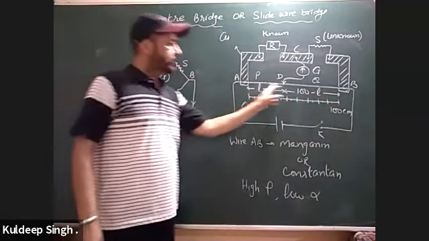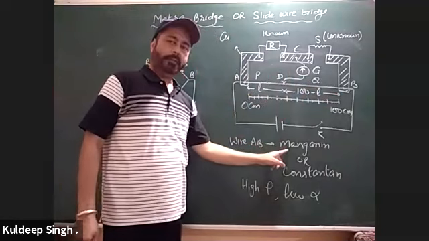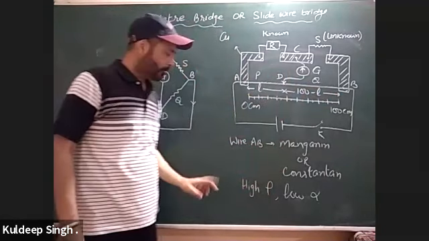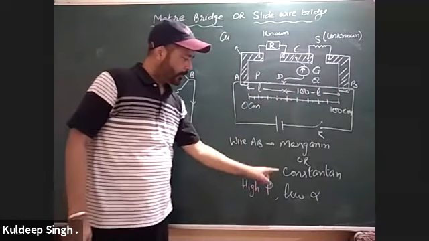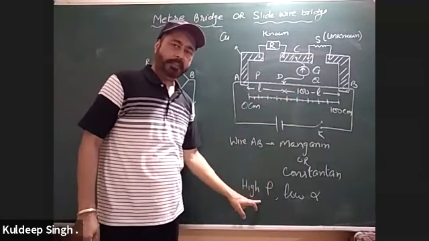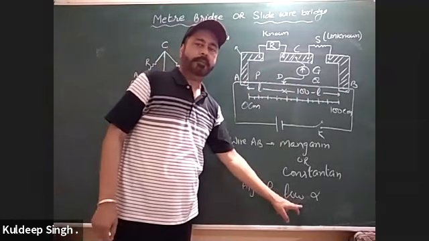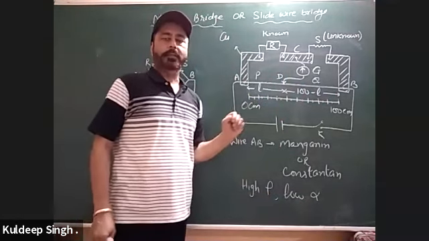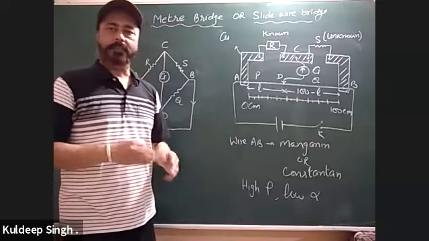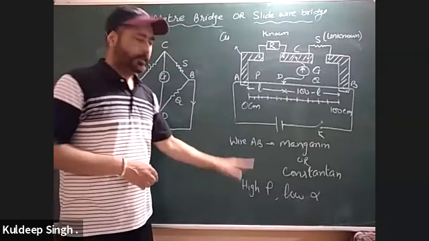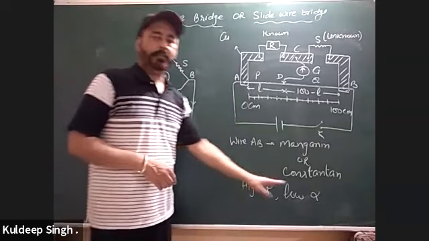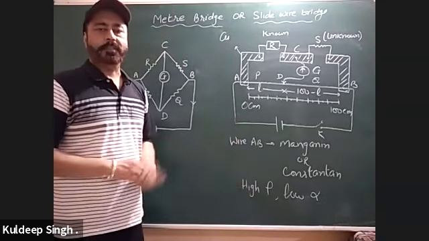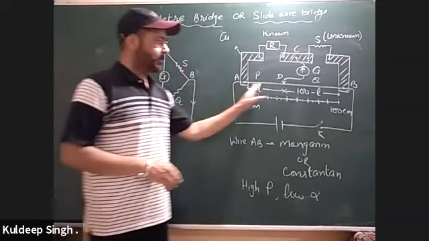And this wire is made of either manganese or constantan. Why? Because these materials have a high resistivity and low temperature coefficient of resistance. When the current flows through the wire, a lot of heat is produced, the temperature will rise because of the high resistivity, but as alpha is very small, therefore there will be a small change in the resistance of the wire.